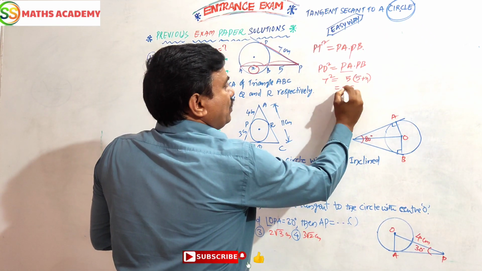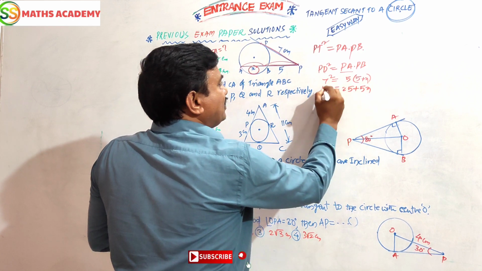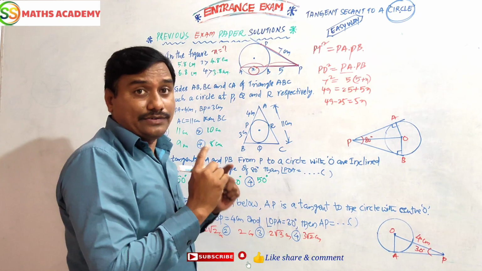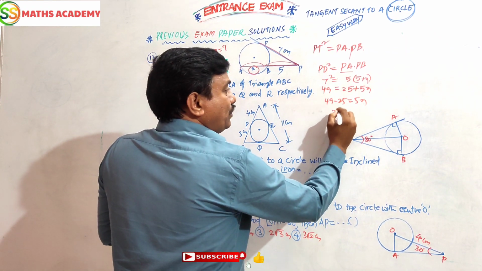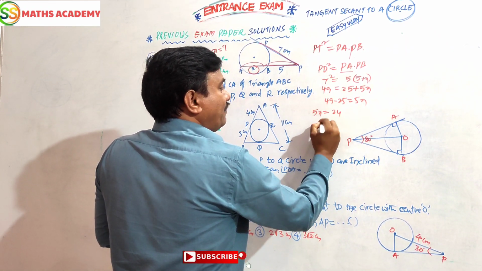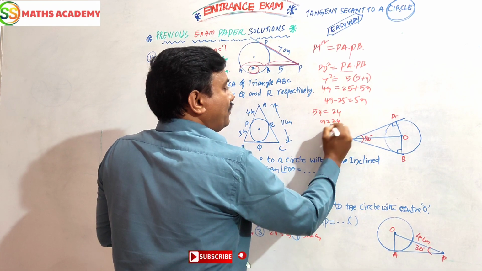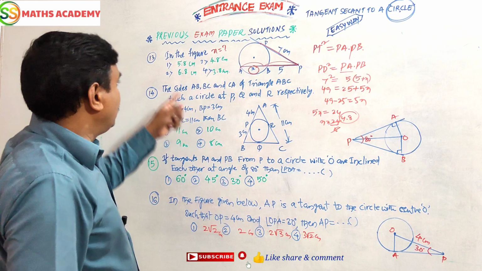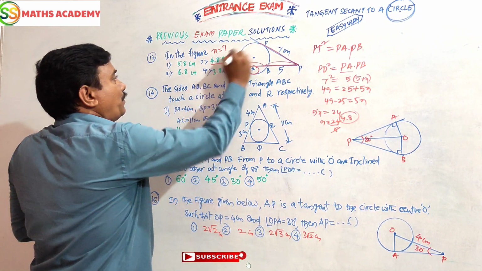So 5 fives are 25, plus 5 into x, 5x. 7 square is 49. 49 minus 25 is equal to 5x. 49 minus 25 is 24. So 5x equals 24, x equals 24 by 5, which is 4.8. Yes, this is 4.8 centimeter.